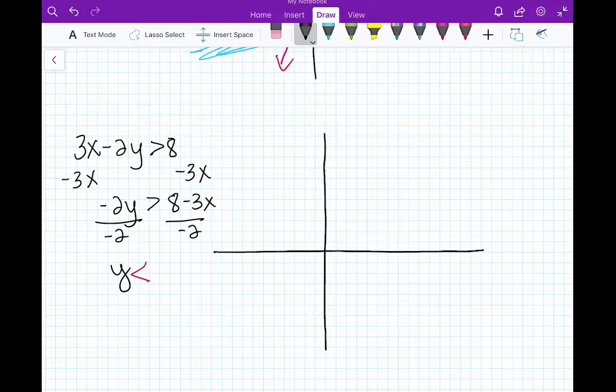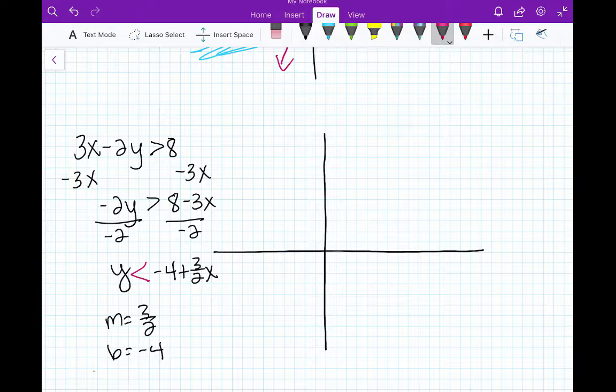8 divided by negative 2 is negative 4, and negative 3 divided by negative 2 is a positive 3 over 2x. So my slope is 3 over 2, and my y-intercept is negative 4. And notice that the symbol is less than. Because it's less than, we are going to use a dotted line. Why? Because the points on the line are not solutions. So we are going to graph the line y equals negative 4 plus 3 over 2x. But again, that line has to be dotted, so we need to be careful of that.